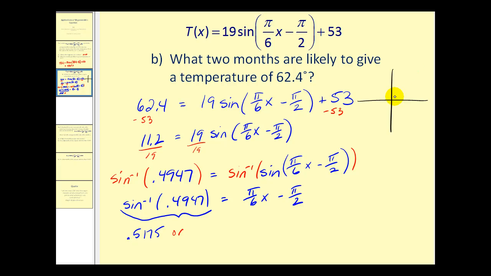So we found this angle over here, but we need to find the angle in the second quadrant that has the same reference angle. So this angle is going to be pi minus 0.5175, which comes out to approximately 2.6241. So we actually have two equations that we have to solve. Let's go ahead and take this information onto the next screen.